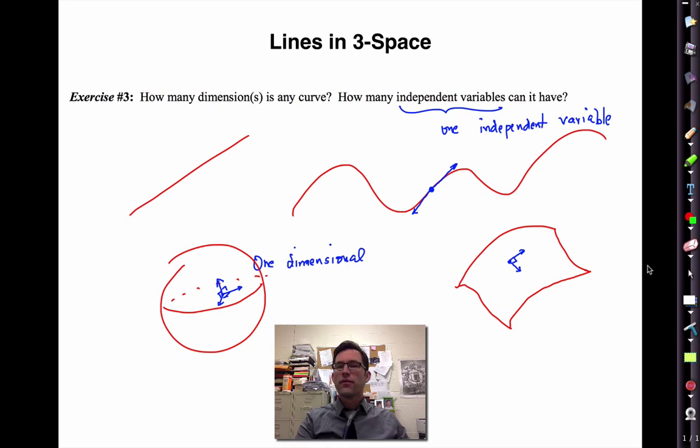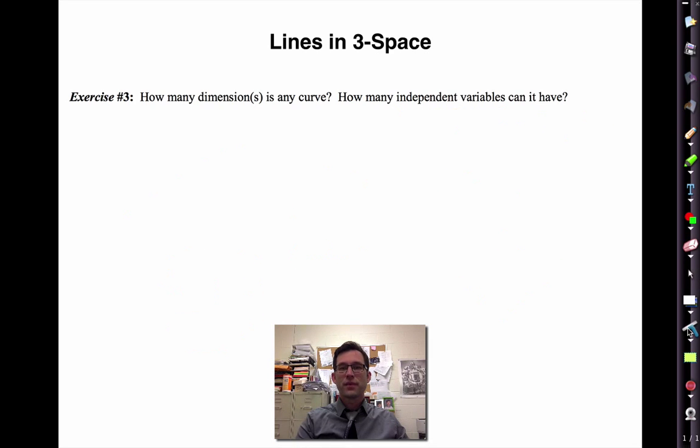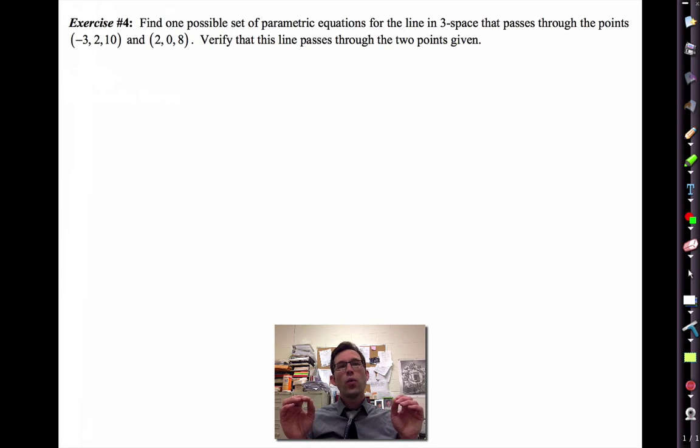The reason that I'm pointing all of this out is very, very important. When we think about lines in 3-space, there can only be one independent variable. It's why an equation like z equals, let's say, something very simple, x plus y, must represent a surface. It can't represent a line, even though it's linear, because there's two independent variables. So let's take a look at how we form lines in 3-space.